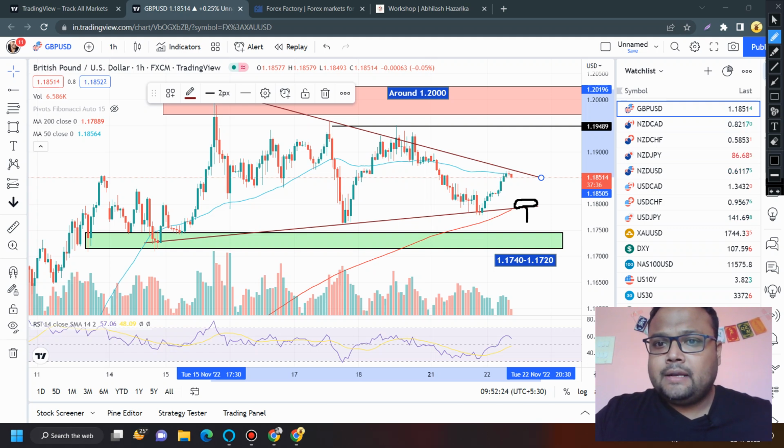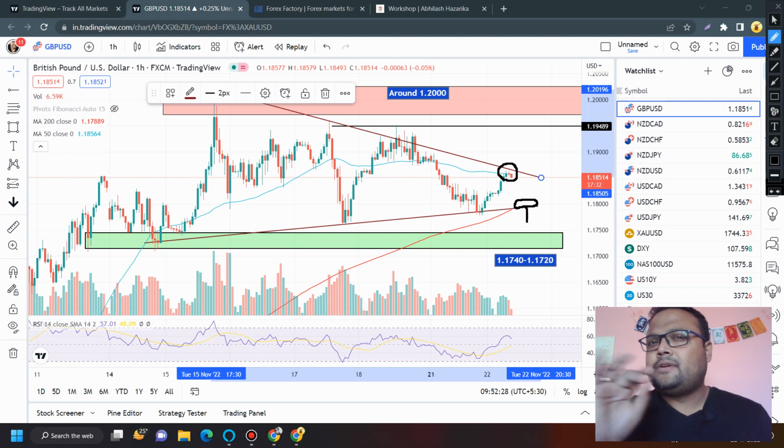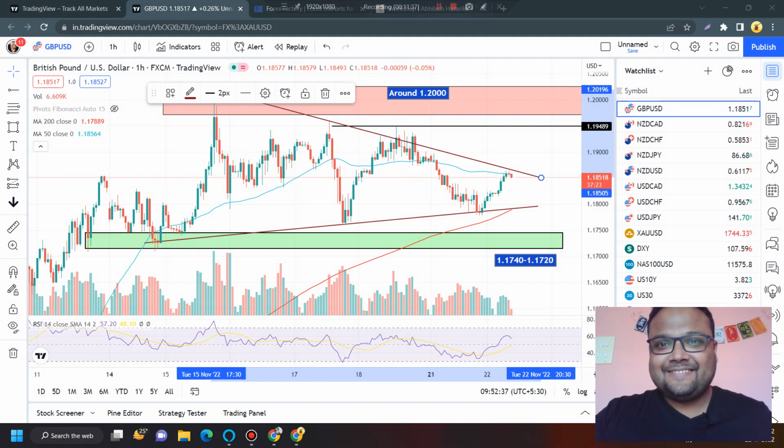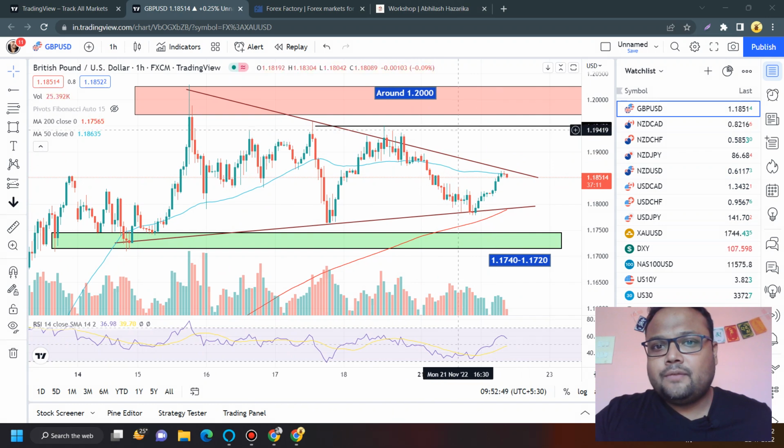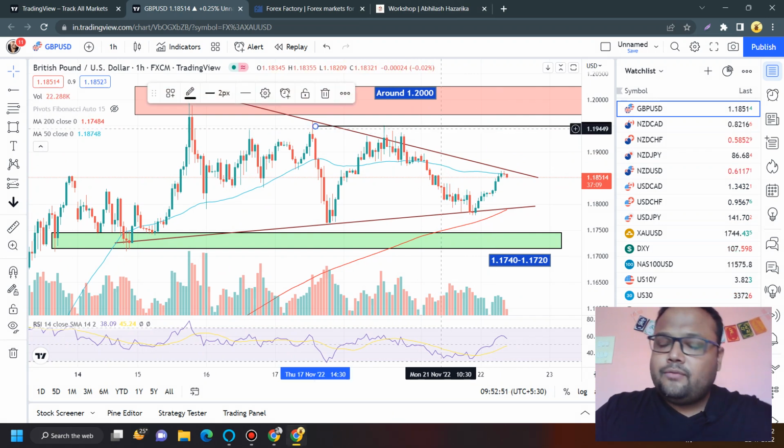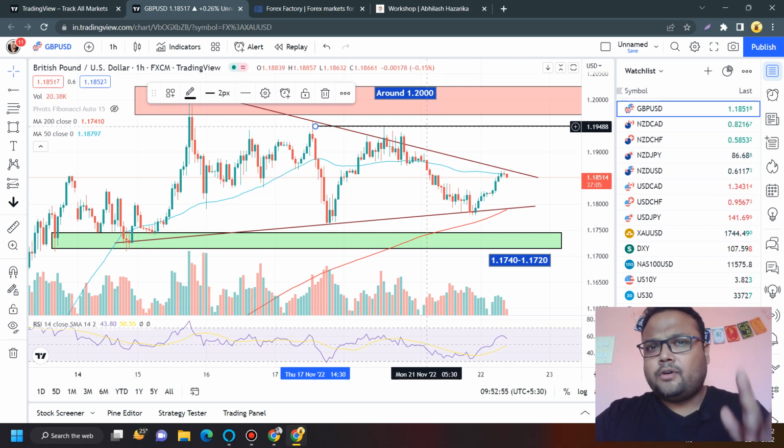And if you want to take a sell position right now, then I'll say observe the market for at least 2 to 3 hours. If you see that this is really working as a resistance, then only go for a sell position. Otherwise, if it breaks it, then observe the market around the 1.1940, 1.1950 level as well. Whatever you do, follow proper risk management.